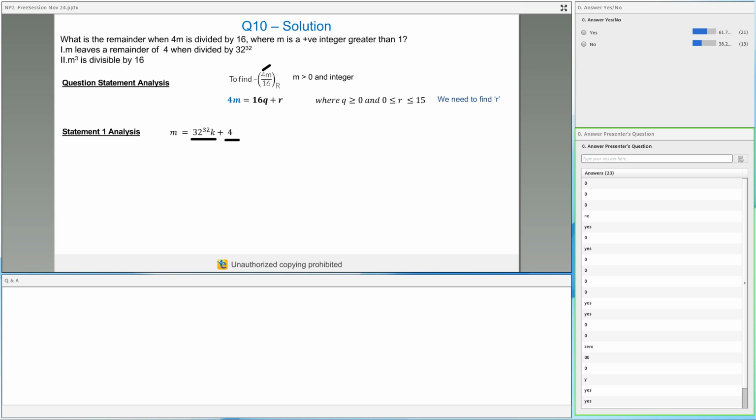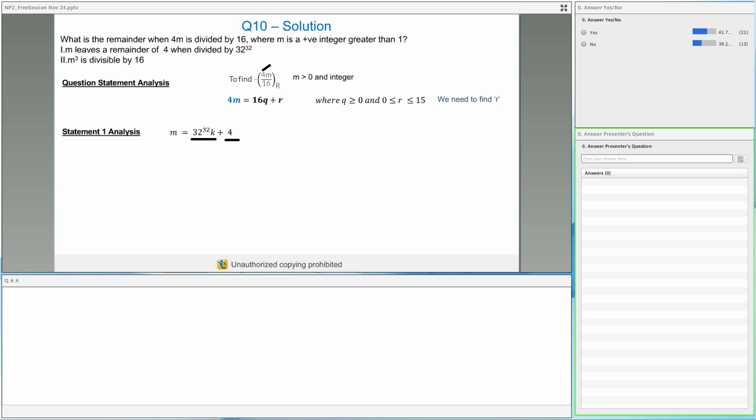The other way to think about it, you can take 4 common from both of them, right? You can take 4 common from here, you can take 4 common from here, and you can say that m is a multiple of 4. So if m is a multiple of 4, 4m will be a multiple of what? 4m will be a multiple of 16. And if 4m is a multiple of 16, then in that case the remainder will be 0.